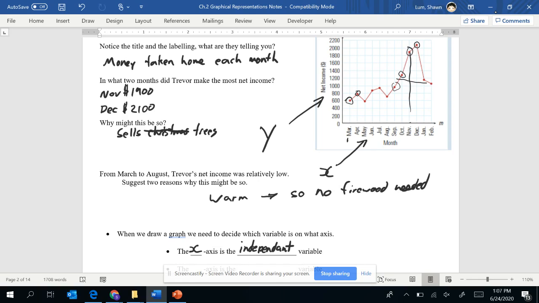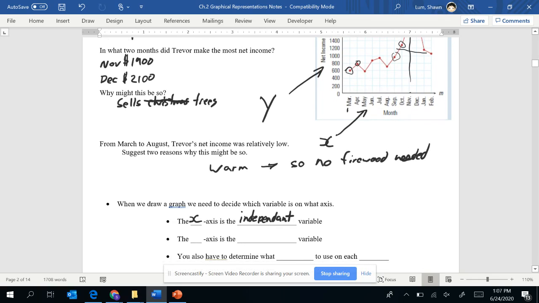So the month of March doesn't matter if he's selling trees or not, it's still the month of March. And if we said that Trevor did snowplows, if it's the month of March, it doesn't really matter if he's selling trees or not. It's still the month of March. It's independent. Time is independent. It doesn't depend on anything.